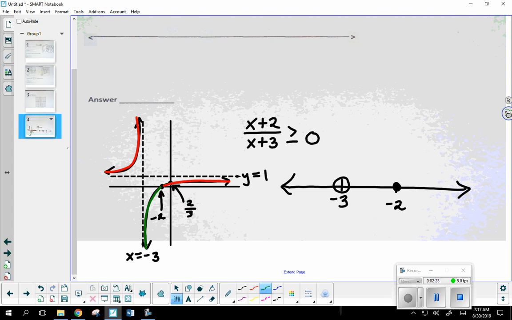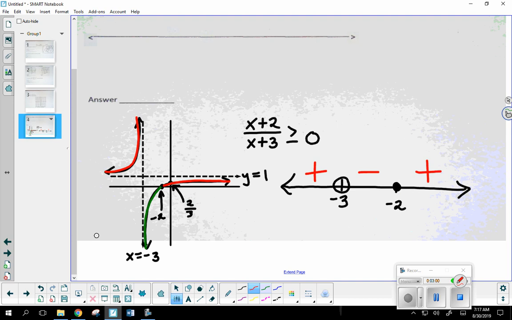So if you'll notice, to the left of -3, that portion is above. So that would be considered a positive. Between -3 and -2, you'll notice the graph is below the x-axis. So that would be considered a negative. And then from -2 to infinity, the graph is above the x-axis. So that's considered a positive. So that's what the sign chart is doing. It's trying to describe exactly what's happening graphically. It's a way of finding solutions for your inequality without having to look at the graph itself.